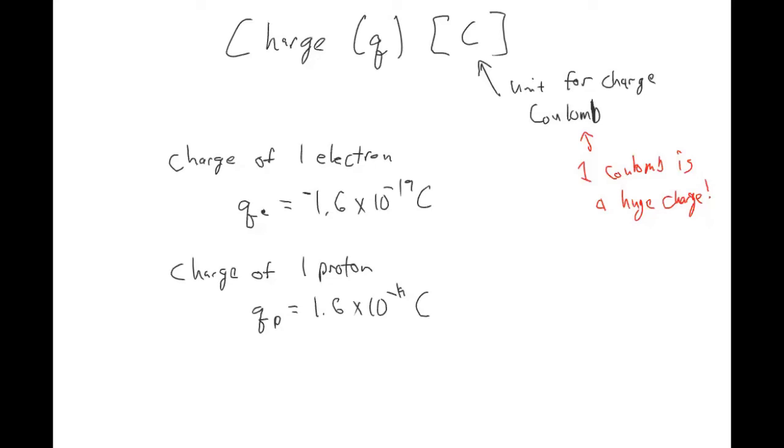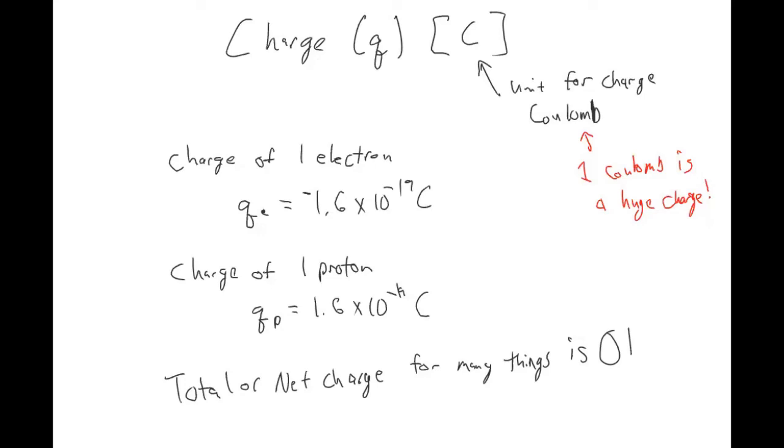Now, in many things that you encounter in your everyday life, the net charge, or total charge, for many things is zero. So most things are neutrally charged, meaning that they have the same amount of protons and electrons. And what we'll be learning about in this class is when things do have a net charge. So what happens when that number is not zero?